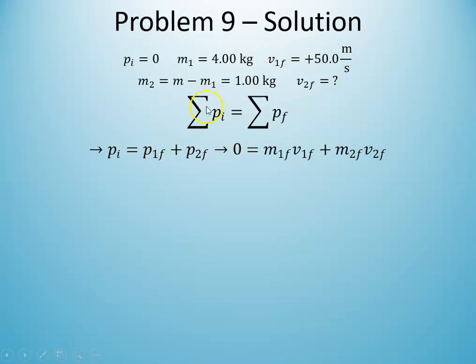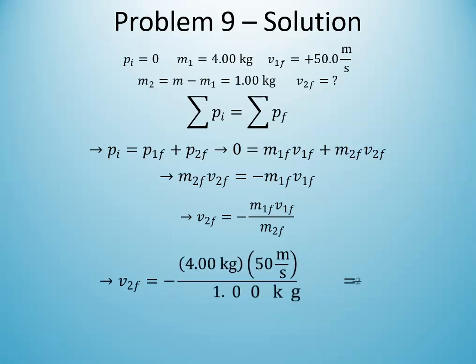In fact, we could have just set this to 0 initially without even writing it out like this, and then just said 0 equals P1F plus P2F. Each one of those P's is an MV, again, with appropriate subscripts. And we are trying to solve for the final velocity, V2F, of the 1 kilogram piece. So just isolating for that, just using our algebra skills and plugging in our numbers. Again, the kilograms cancel, and you get negative 200 meters per second.